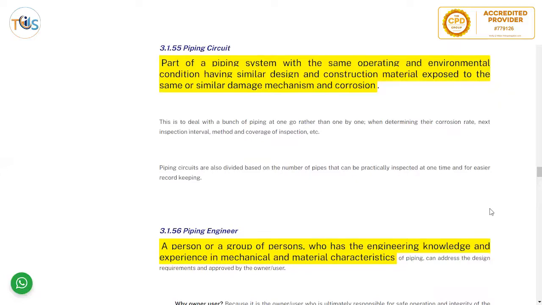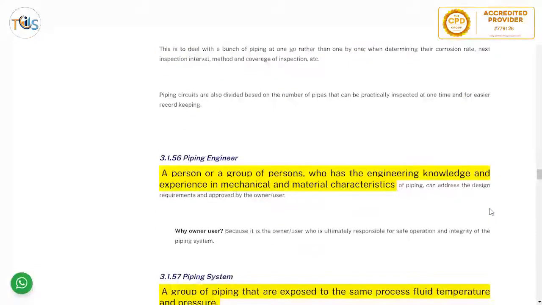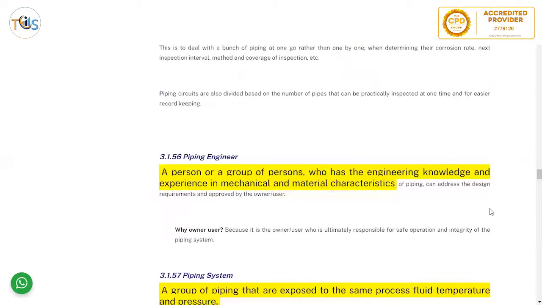This is to deal with a bunch of piping at one go rather than one by one when determining the corrosion rate, inspection interval, method, and coverage of inspection, etc. The piping circuits are also divided based on the number of pipes that can be practically inspected at one time and for easier record keeping.